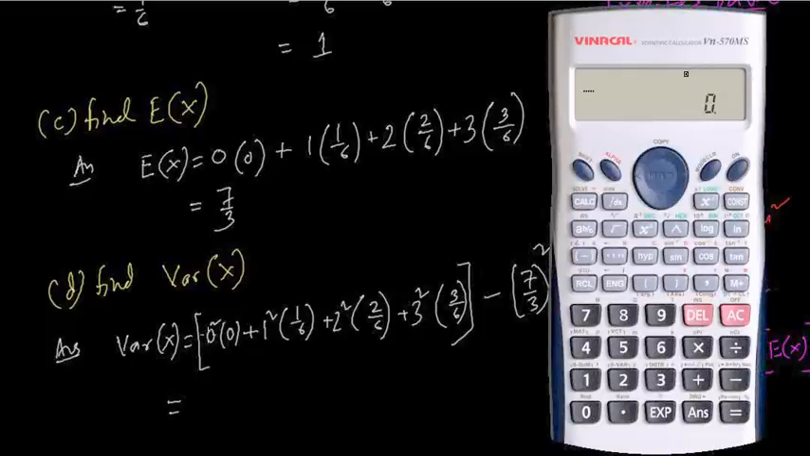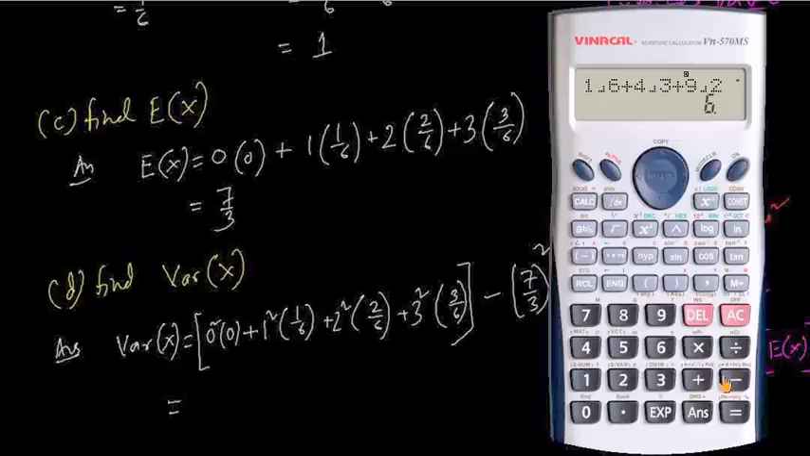So 0 squared into 0 is 0, plus 1 squared into 1 by 6 is 1 by 6, plus 2 squared into 2 by 6. 2 by 6 means 1 by 3. So 2 squared is 4, 4 into 1 by 3 is 4 by 3, plus then 3 by 6 is 1 by 2. 3 squared is 9, so 9 by 2. So this is going to be 6.